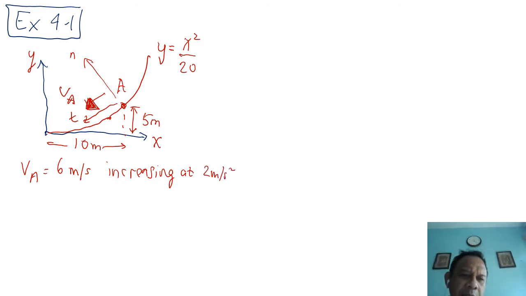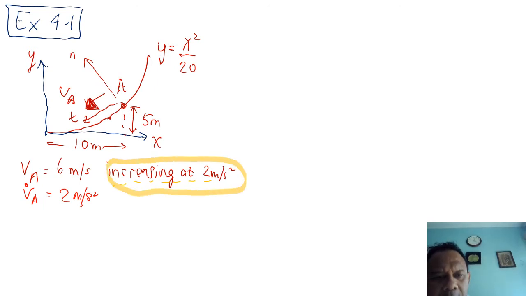How would you put this? So this wording, increasing at 2 meters per second squared, we can rewrite that as v dot equals 2 meters per second squared. So that's how we translate this set of data into this statement: v dot equals 2 meters per second squared.